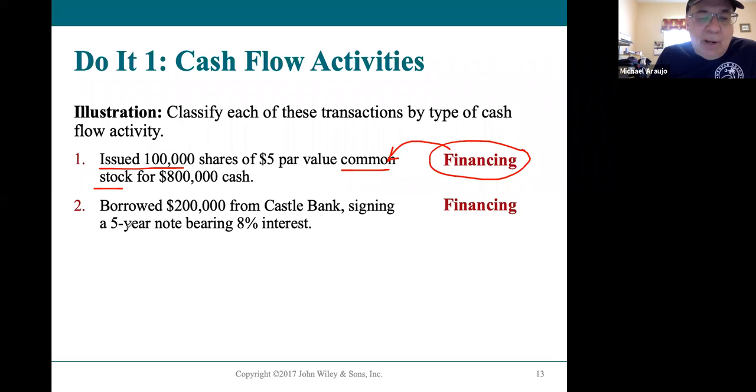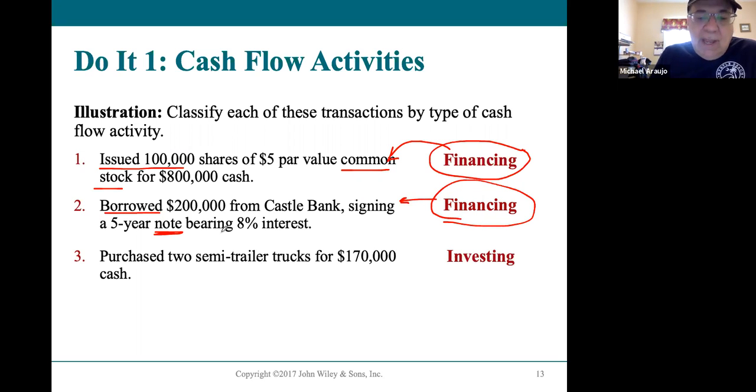In the second part here, we borrowed money from a bank in the form of a note. Again, this is going to be a liability on the balance sheet, and so this is also a financing activity because it's a liability. In the third case here, we purchased long-term assets. When you buy 2 semi-trailer trucks, it's a long-term asset. If it's a long-term asset, it's an investing activity.